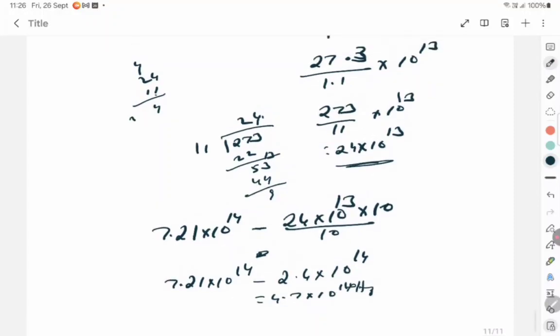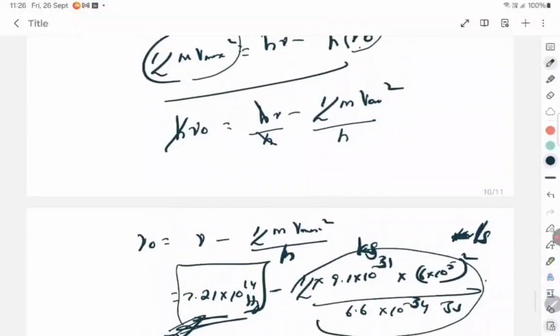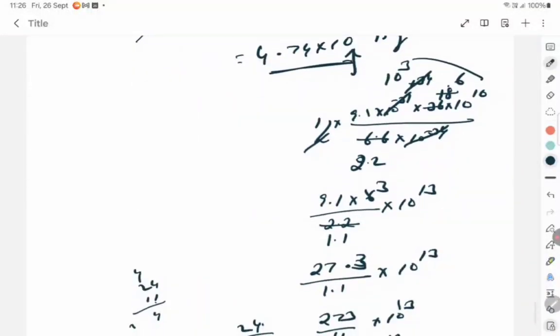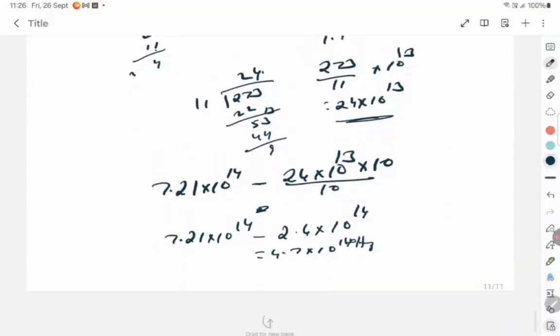I hope you understood. But the concept you have to be very clear with, and you have to write the units everywhere so that you are able to score marks. So let's go to the next question.